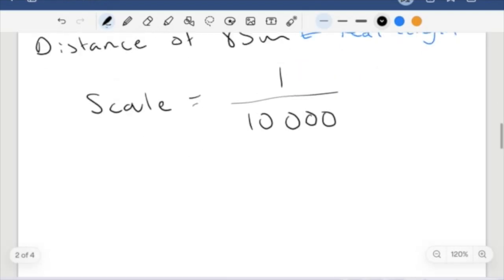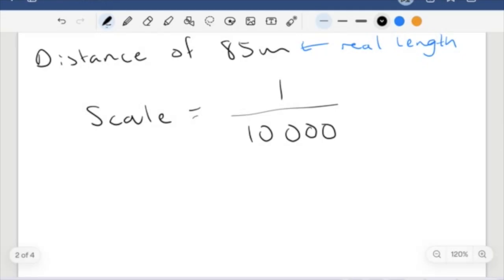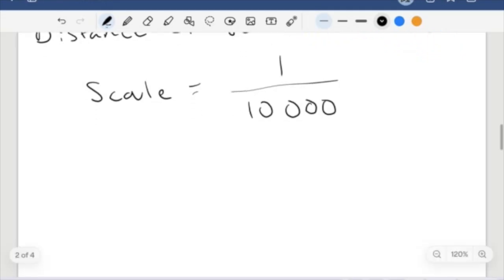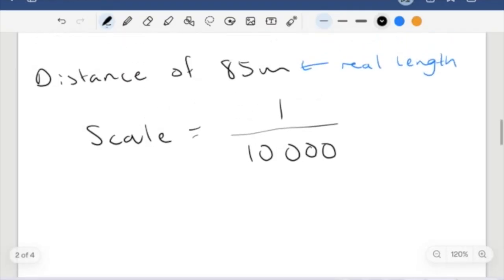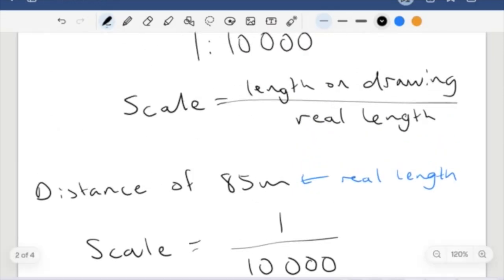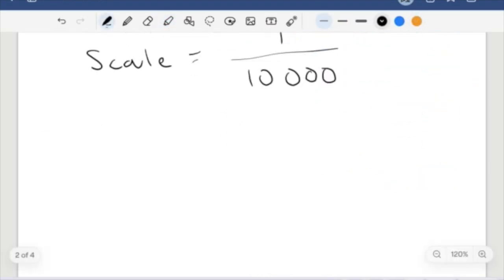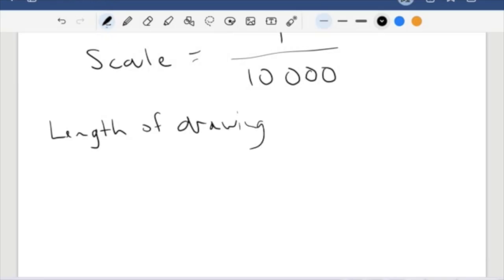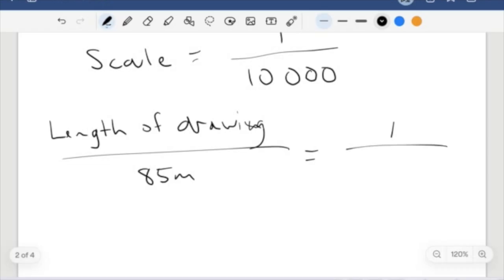is going to be equal to 1 over 10,000, because we are just taking the ratio and representing it as a fraction. So what we have here, we're trying to find the length on the drawing. So that means our scale for this particular drawing, we have a real distance of 85 and a length that we're trying to find. So that means we're going to be using this particular fraction on the right hand side. So we're going to write the length of the drawing, because that's what we're trying to find, over 85 meters is going to be equal to the scale as a fraction that we found, 1 over 10,000.